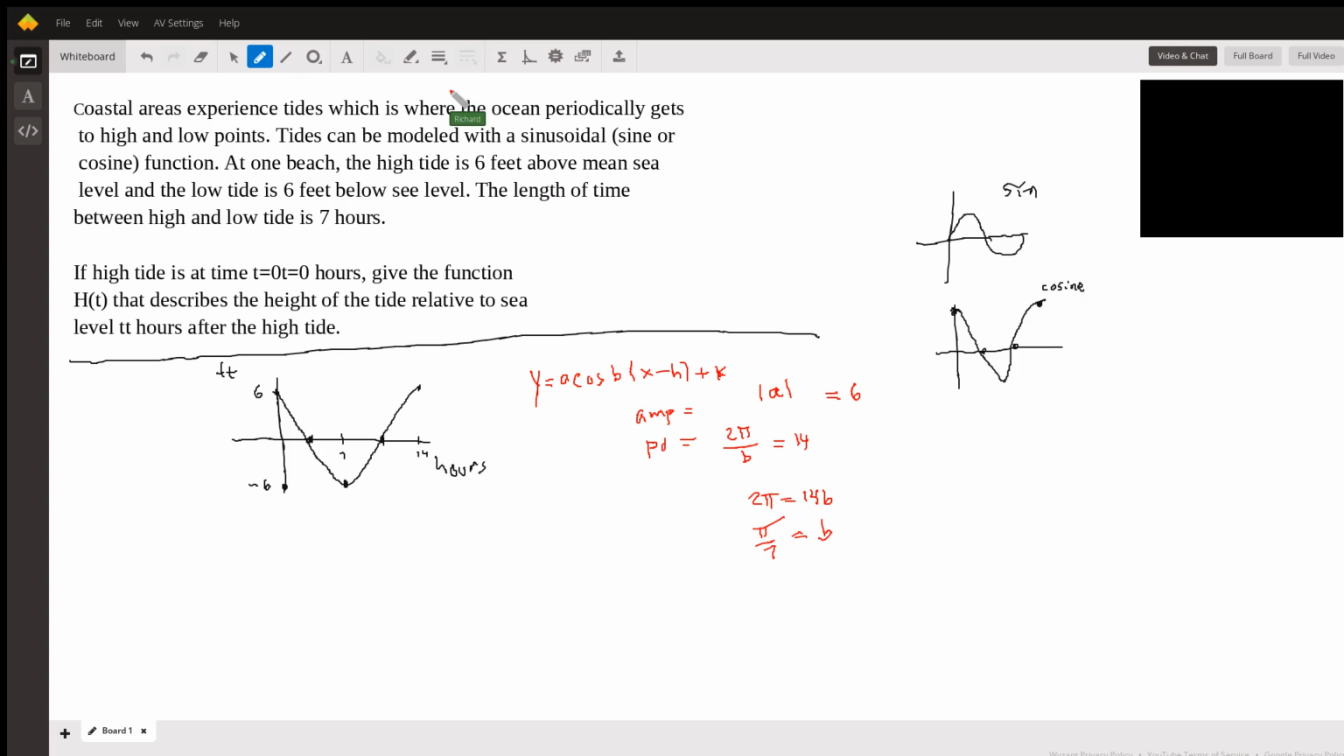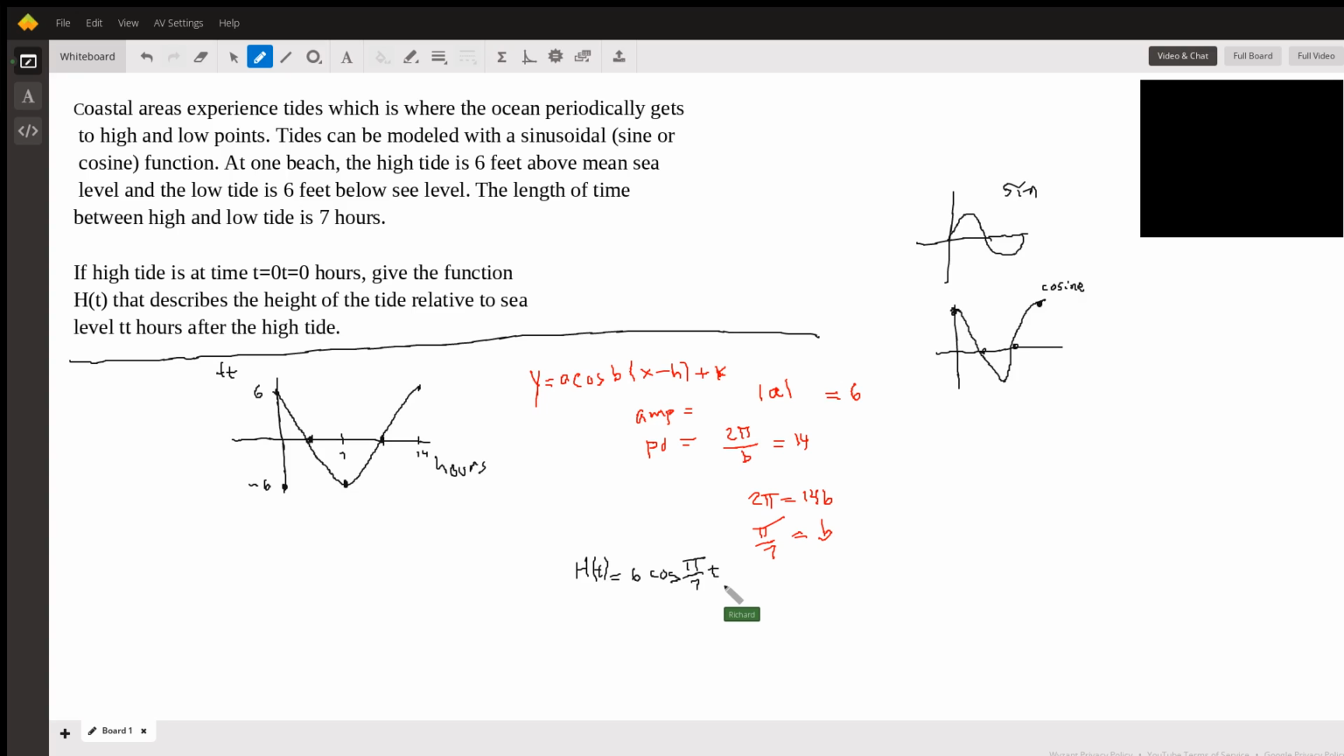And so now we're ready to write our answer. y equals 6 times the cosine of pi over 7 x. Oh, they want t, so I'll write t. And they want to call it h of t, the height at time t, where t is the elapsed hours from high tide. And that's it.